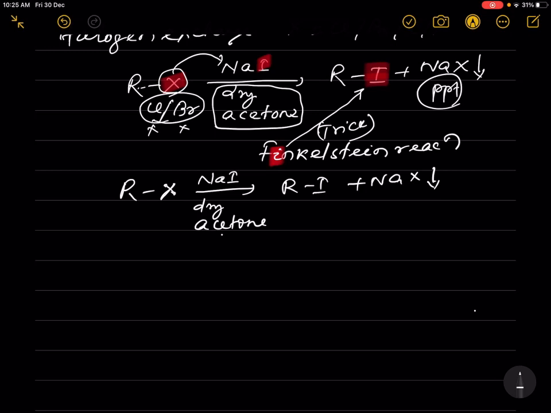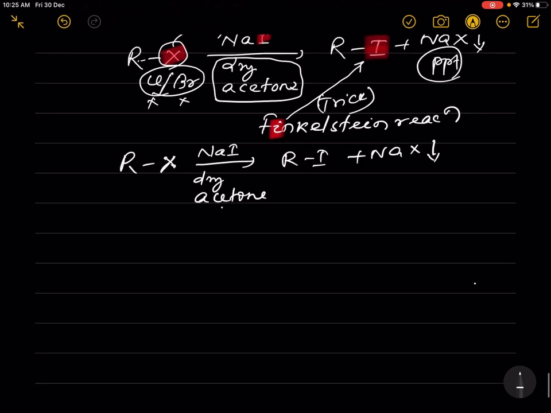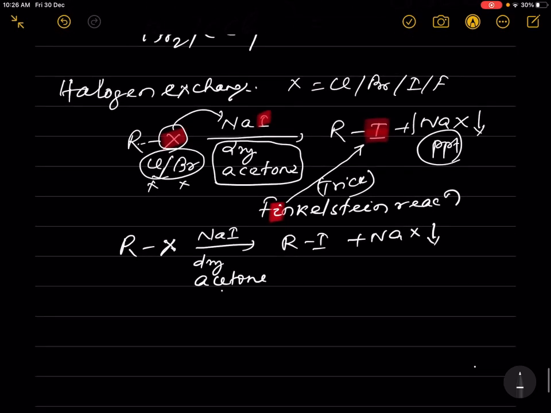Next, if it is precipitated out, the yield of RI will become more, or you can say the forward reaction is favored in presence of dry acetone, according to Le Chatelier's principle. So the yield of alkyl iodide is more in presence of dry acetone, or the forward reaction is favored because of Le Chatelier's principle.